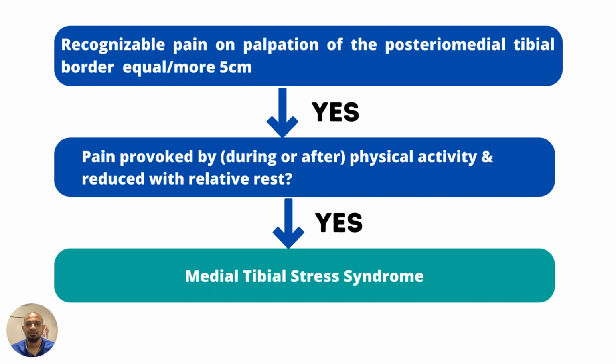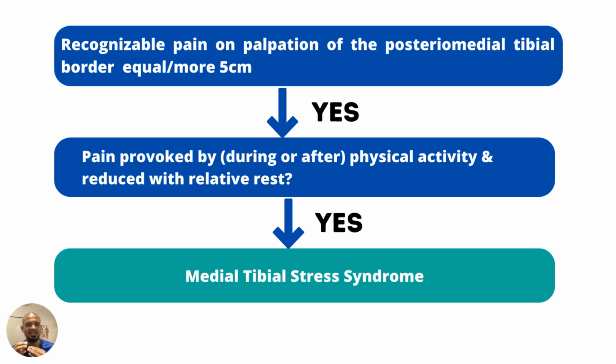And the question which confirms or gives a working diagnosis for MTSS is, do you have recognizable pain on palpation that's greater than or equal to 5 centimeters in length? Okay, shin splints are usually associated with a diffuse pain, whereas stress fractures are associated with focal pain. So if it is less than 5 centimeters in length, you should suspect stress fracture.